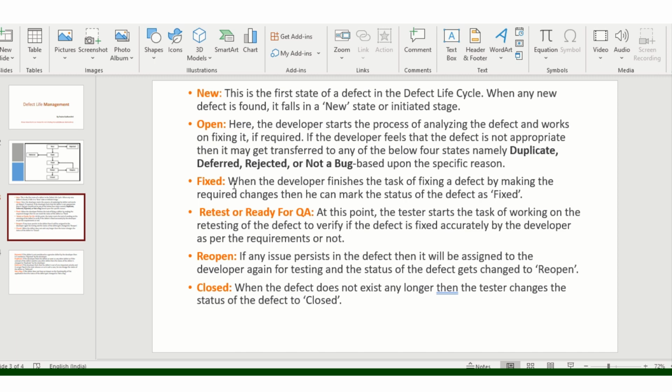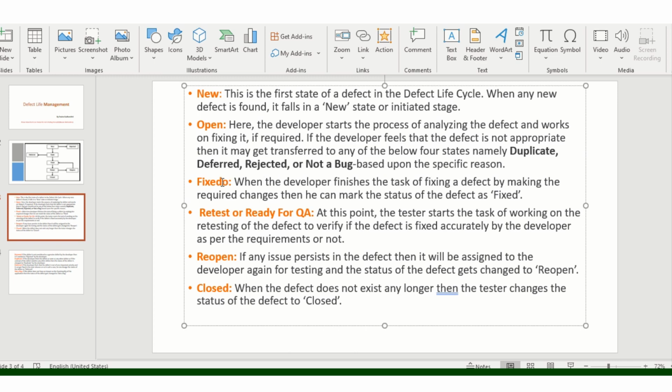In the fixed stage, this is the definition: when the developer finishes the task of fixing a defect, he will mark it as fixed, or we can say dev complete. Then the developer or lead will mark it as ready for QA, or retest.